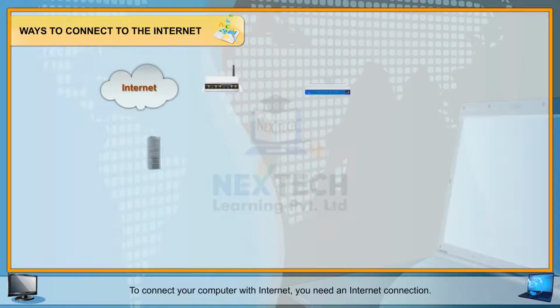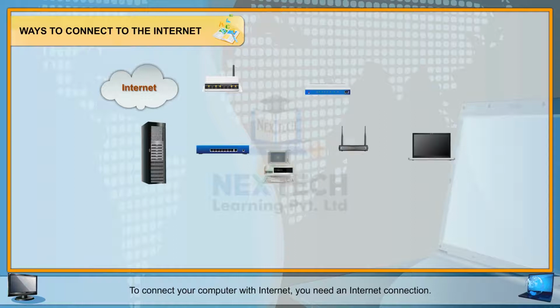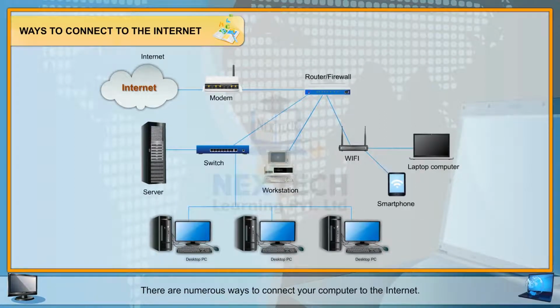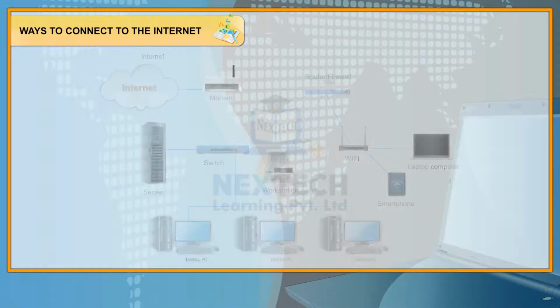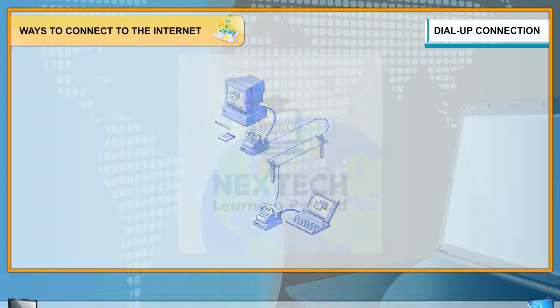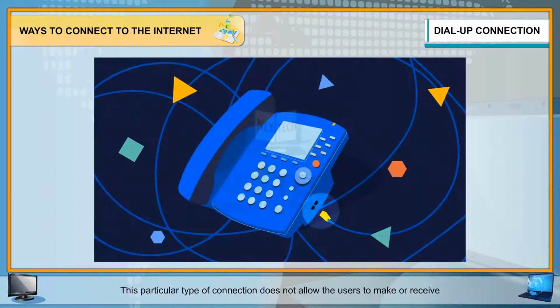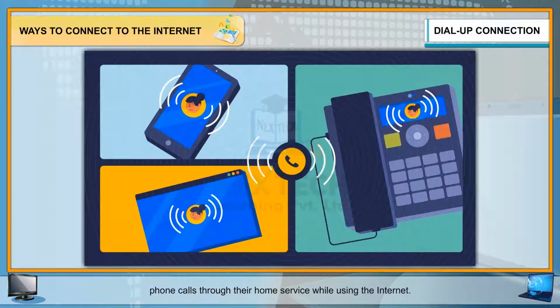Ways to connect to the Internet. To connect your computer with Internet, you need an Internet connection. There are numerous ways to connect your computer to the Internet. Some of the most widely used ways are dial-up connection. Dial-up connection requires the users to link their phone line to a computer in order to access the Internet. This particular type of connection does not allow the users to make or receive phone calls through their home service while using the Internet.